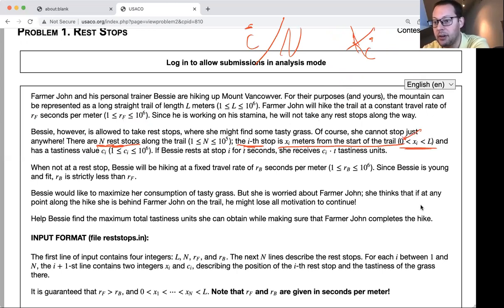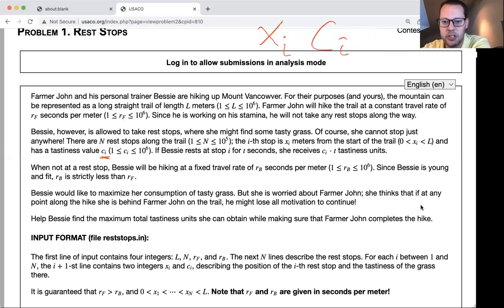We'll have to watch out for that. Or no, we can't. It's greater than 0. So it's got to be at least, sometimes they do greater than or equal to. It's got to be between 1 and L minus 1, essentially. We could have 1, we could have L minus 1, but we can't have 0, we can't have L. So we're going to be describing these based on xi, which is the position, and the tastiness value ci, which is going to be between 1 and 10 to the 6th. That's how tasty it is.